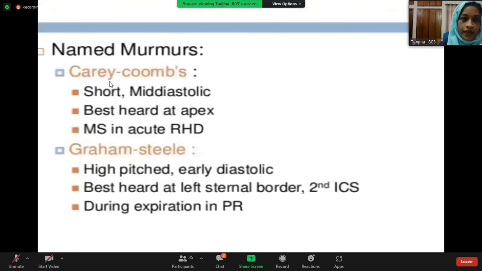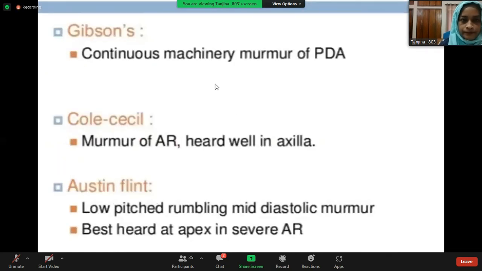And there are some named murmurs. This is the Carey Coombs murmur and the Graham Steell murmur. The Carey Coombs murmur is found in rheumatic heart disease, and the Graham Steell murmur is found in pulmonary regurgitation, heard at the left sternal border, left second intercostal space. Gibson's murmur is the continuous machinery murmur of PDA. The Cole-Cecil murmur is found in aortic regurgitation, heard in the axilla. And the Austin Flint murmur is a mid diastolic murmur, best heard at the apex in severe aortic regurgitation.